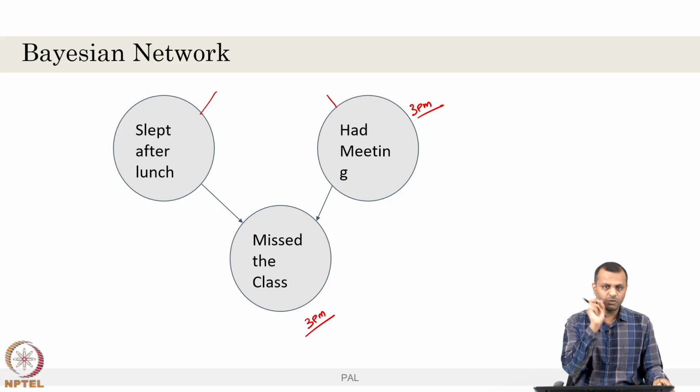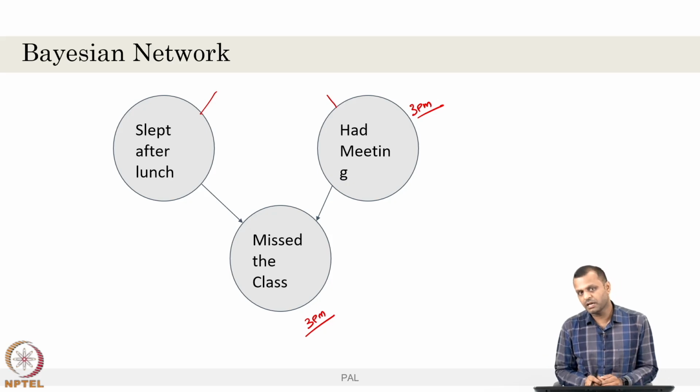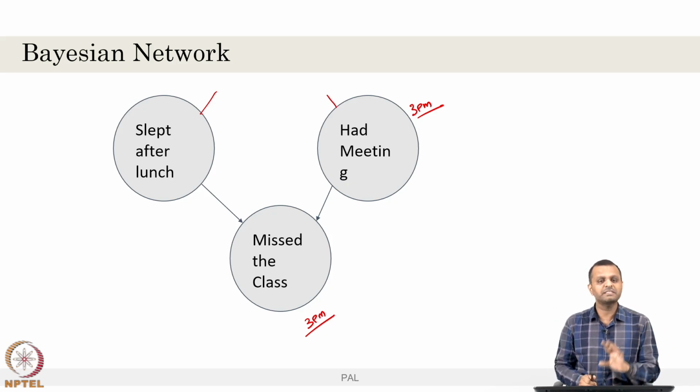But these two are now connected by one event called missing the class. If I know a student missed the class and I know the student is not sleeping, there's a high probability the student is having a meeting. If I know the student missed the class and the student is not having any meeting in this time in his calendar, there's a high probability the student might be sleeping. This is how these two independent events are conditionally related by this other node.